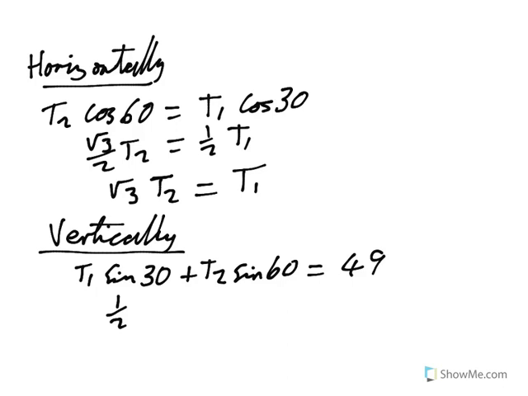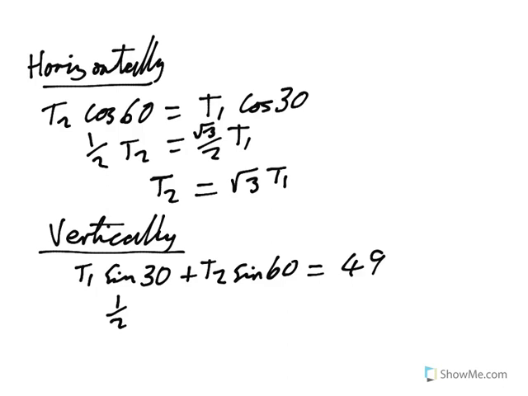Alright, I've just realised I made a mistake, and hopefully you've picked that up. Cos 30 is not a half. Cos 30 is root 3 on 2, and cos 60 is a half. So what that means is that T2 is root 3 T1. Well, I picked that up. Hopefully you picked that up earlier. Sorry for the confusion.